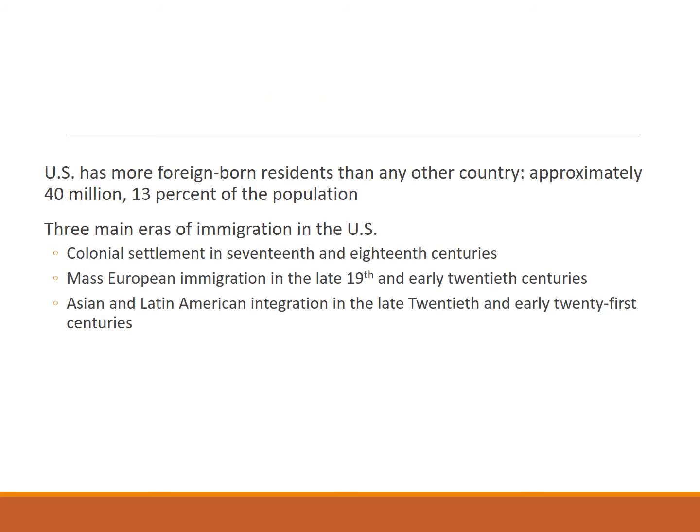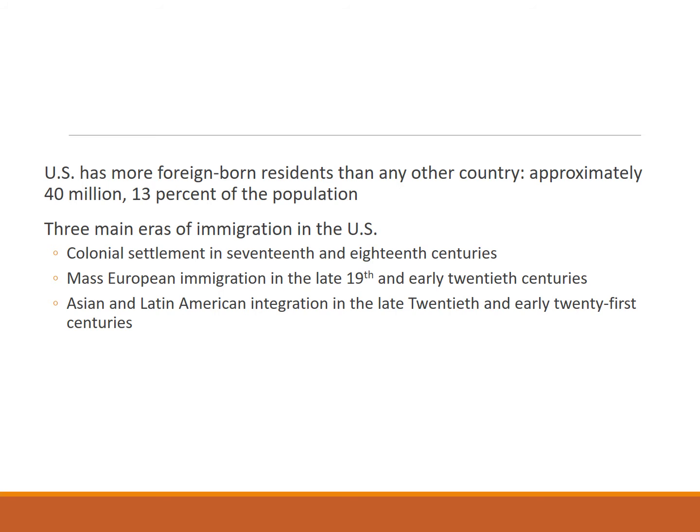The United States has more foreign-born residents than any other country. Approximately 40 million, which is 13% of the US population. Now, that includes people who are non-citizens. Three main eras of immigration in the US. The first era was the colonial settlement in the 17th and 18th centuries. Europe and sub-Saharan Africa were the main places that people came from. Most of the ones from Africa were forced to migrate as slaves.